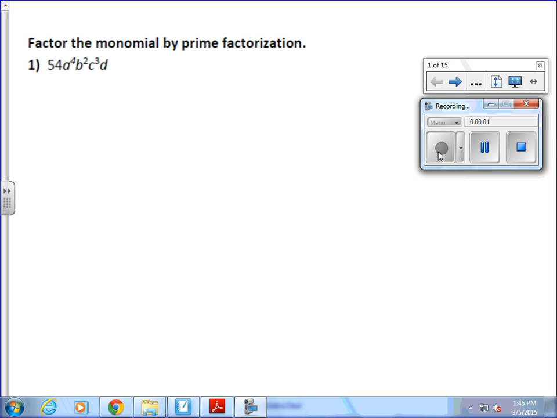We're going to discuss the Chapter 8 test review. Start with problem number 1. We're asked to factor the monomial using prime factorization.